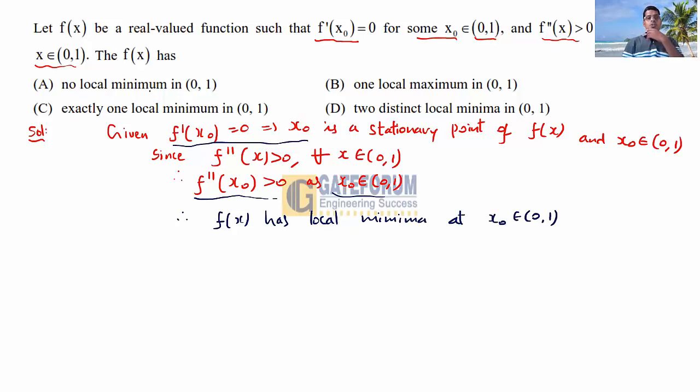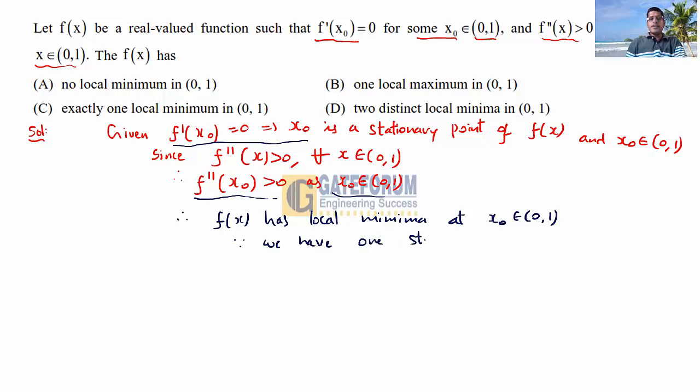So option A, no local minimum. So option A wrong. Option B, one local maximum in 0, 1, because according to the condition x naught is a stationary point. So option B wrong. Option C, exactly one local minimum. So almost it is correct. Option D, two distinct local minima. We didn't get two stationary points.